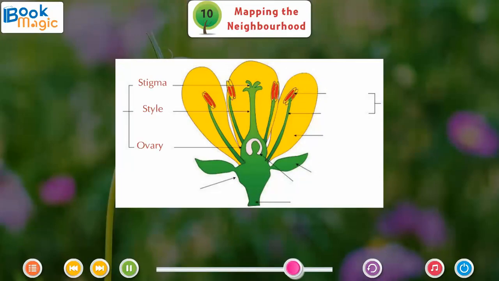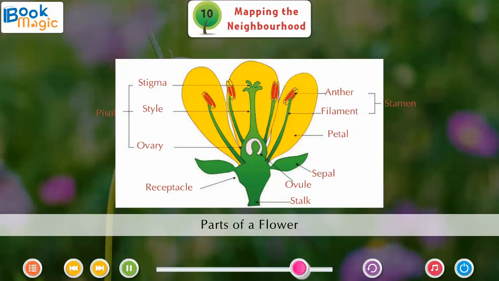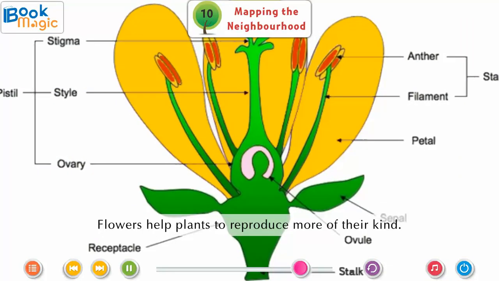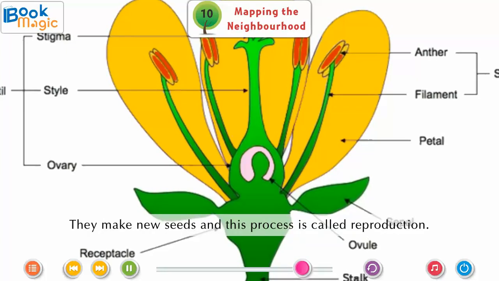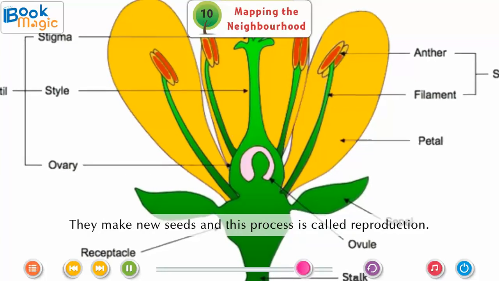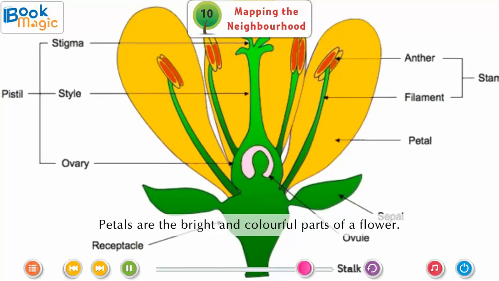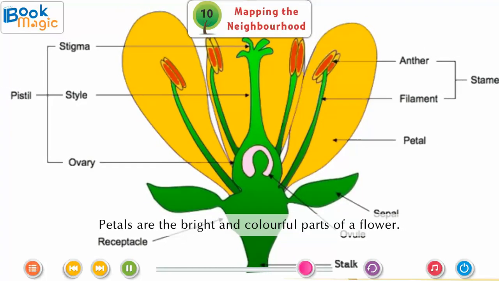Stigma, style, ovary, pistil, receptacle, stalk, ovule, sepal, petal, filament, anther, stamen. Parts of a flower. Flowers help plants to reproduce more of their kind. They make new seeds and this process is called reproduction. Petals are the bright and colorful parts of a flower.